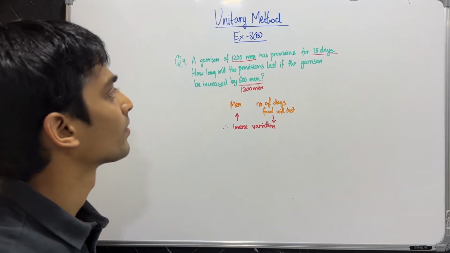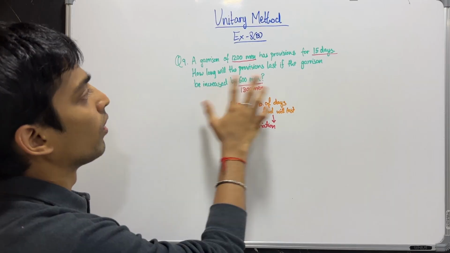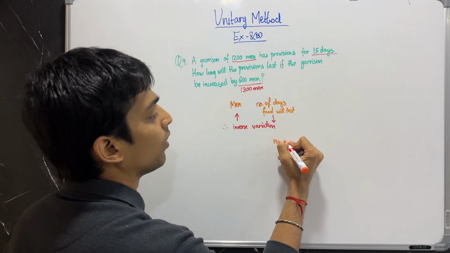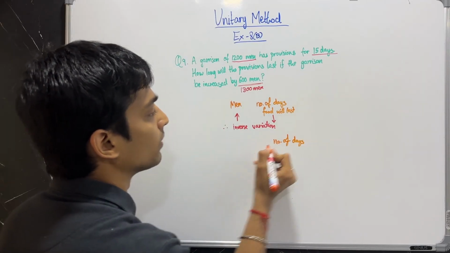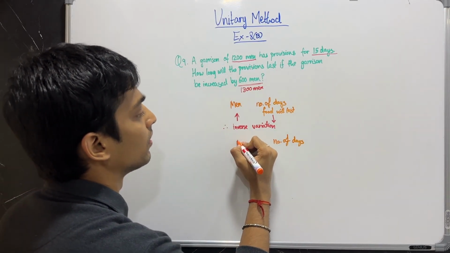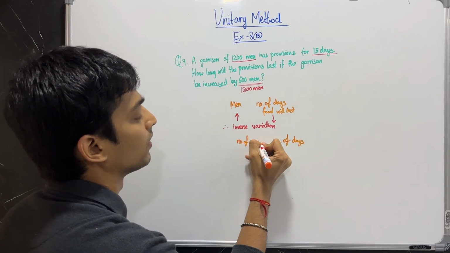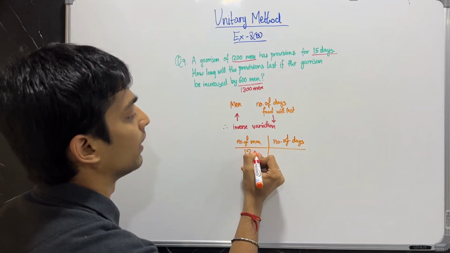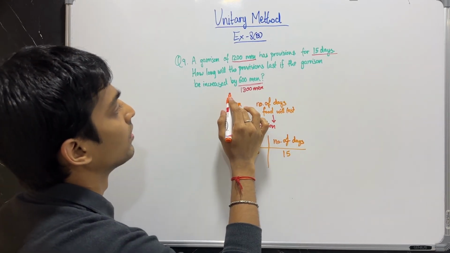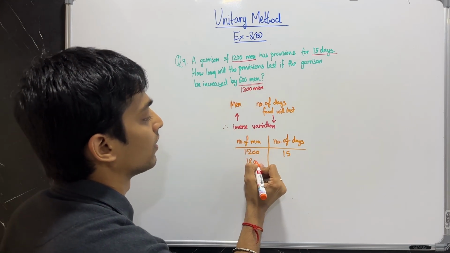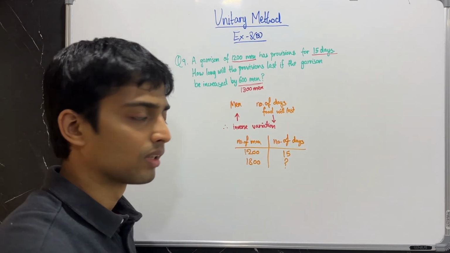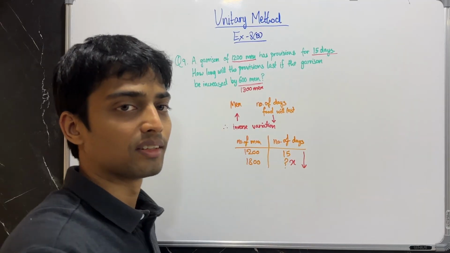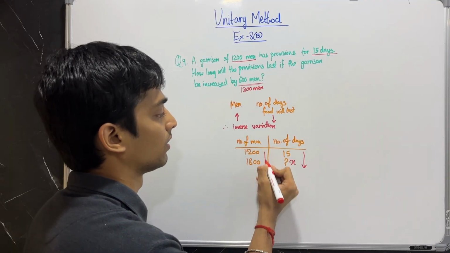Let's make the table now. We have to find how long. We have to find the number of days. So days will be on the right column. Number of days. On the left column we will have number of men. Simple table. 1200 men, 15 days. Total 1800 men. How much? This will be X. We make a downward arrow over here. Since it's an inverse variation, there will be an upward arrow over here.